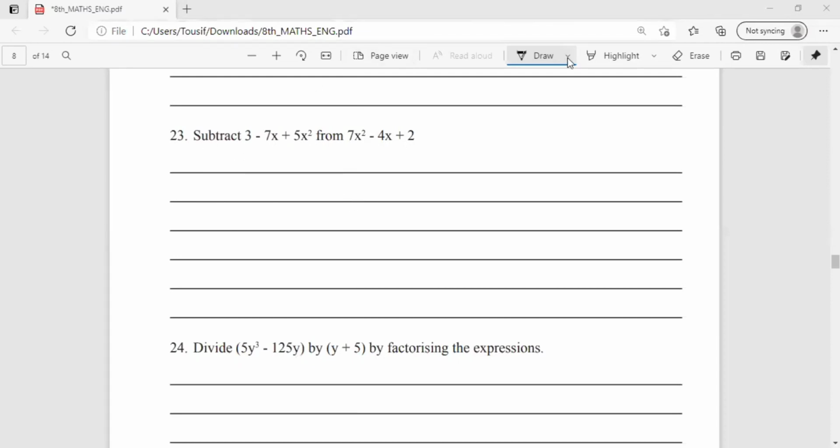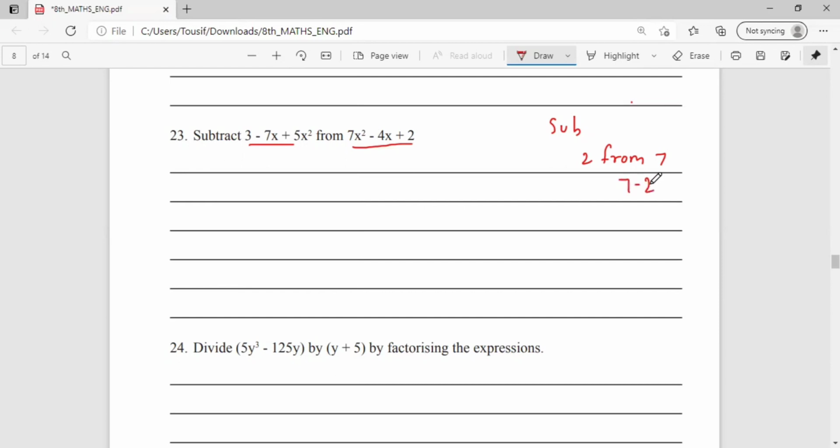Moving to the next question, as they are asking you to subtract, they have given two expressions: this is the first expression and that is the second expression. Before solving, let us give one small example. If somebody asks you to subtract 2 from 7, it means I need to take out 2 from 7. That means I need to subtract 7 minus 2.